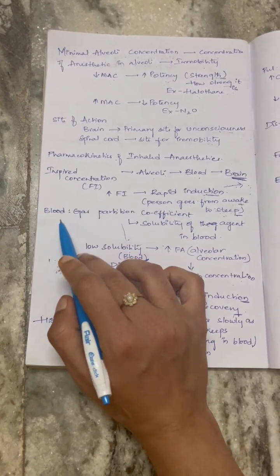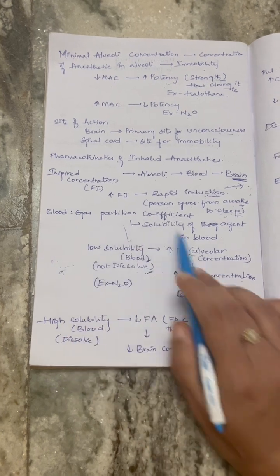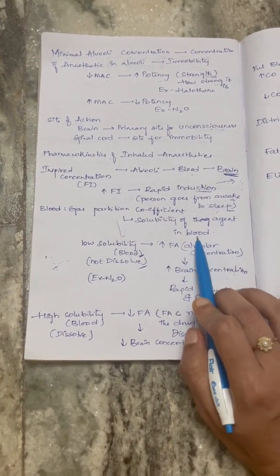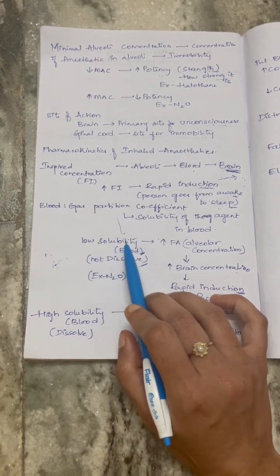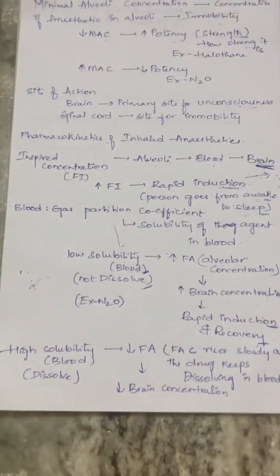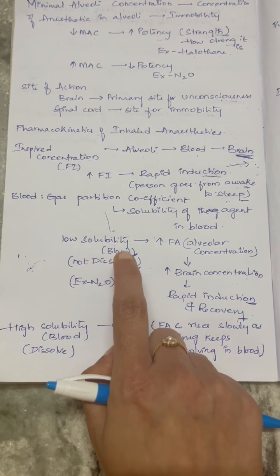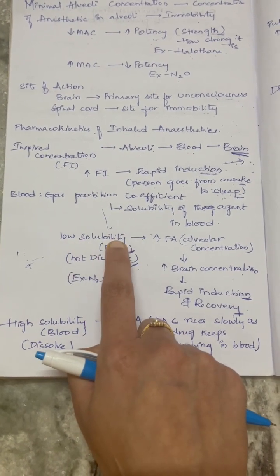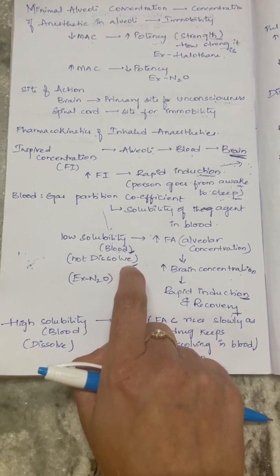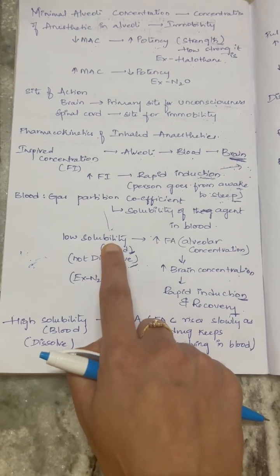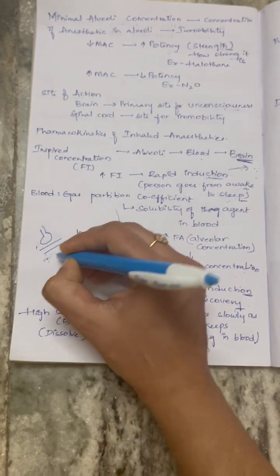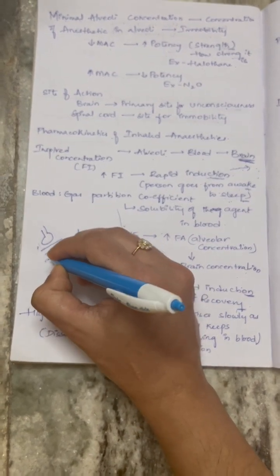Now let's look at the other one, the blood gas partition coefficient. It talks about the solubility of the agent in the blood. When we say low solubility, we are talking about how soluble it is in the blood. Low solubility means it is not dissolving that fast. So when we look at the alveoli, and here is the blood, and ignore my diagram, I'm very bad at it.